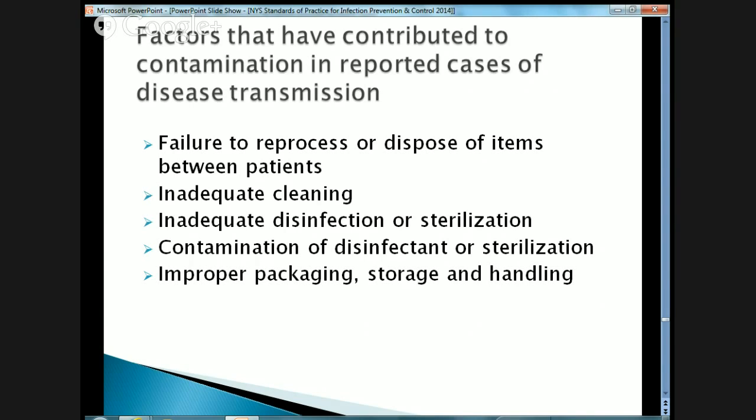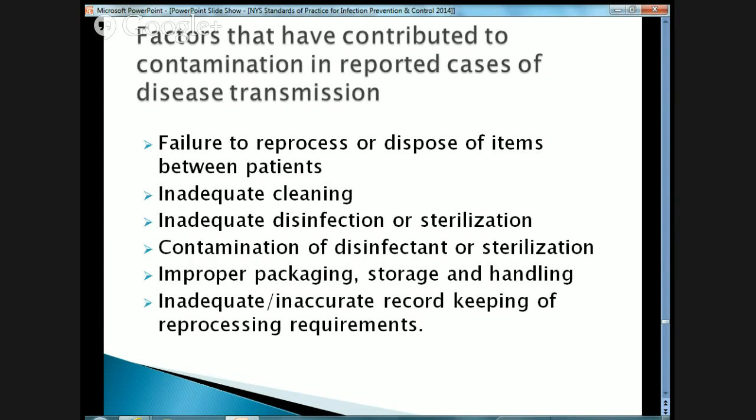If you're packaging the piece of equipment once it's clean, make sure you store it properly. You have to be careful of the humidity and the temperature of the room that you're storing the equipment in. And you have to keep records that this piece of equipment was done by Mary Ann on this date, was used on this patient, and redone by Sue on this date.